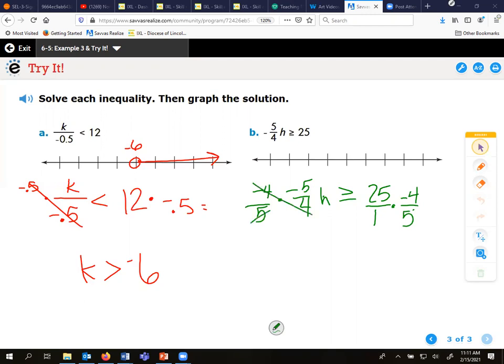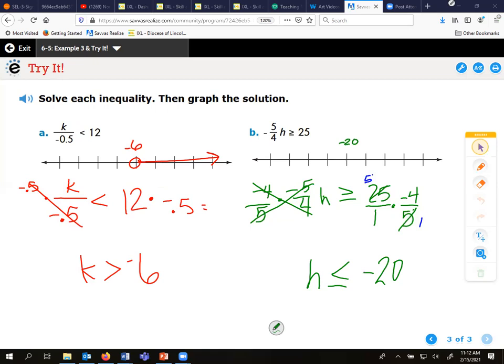Okay, these things all cancel out and reduce. Can I cancel anything on the right side before I multiply? What can I do? 5 and 25. That's now 1. So 5. Now we take 5 times negative 4. Negative 20. And then 1 times 1 is 1, so it's just going to be a whole number. And this was a negative number we were multiplying by, so I have to flip my symbol around. And now I have h is less than or equal to negative 20.